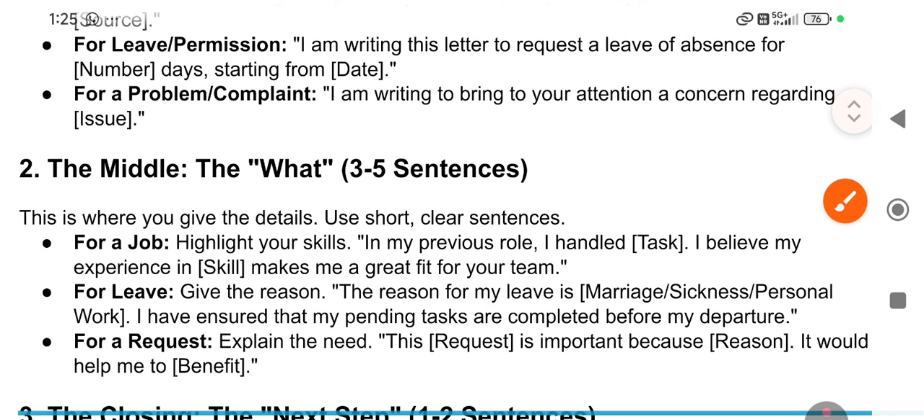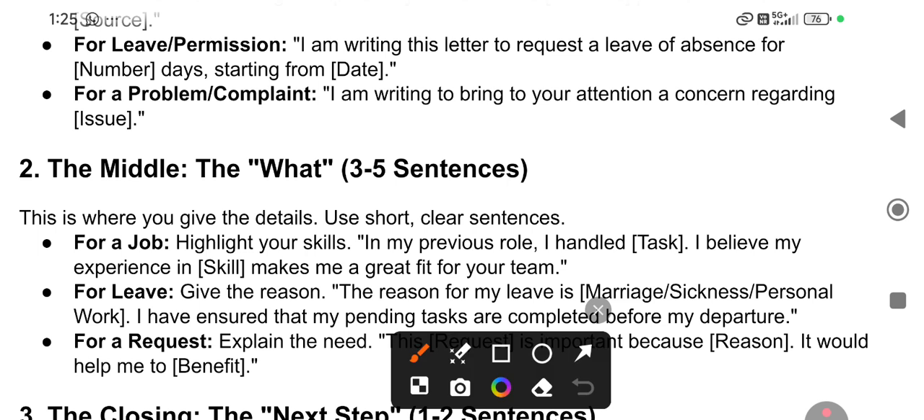Or you can write for leave or permission. You can start this way: I'm writing this letter to request a leave. This is a leave letter of absence for 2 days, from 29th December 2025 to 30th December, or 31st December 2025.